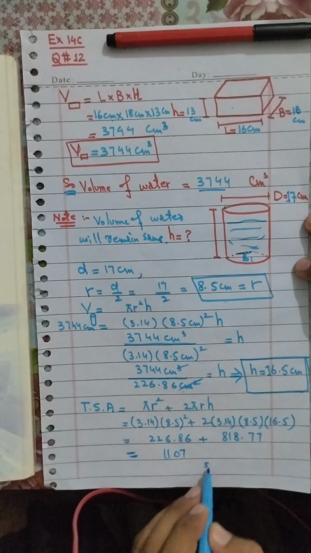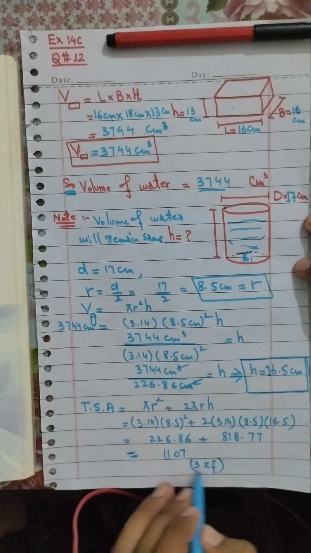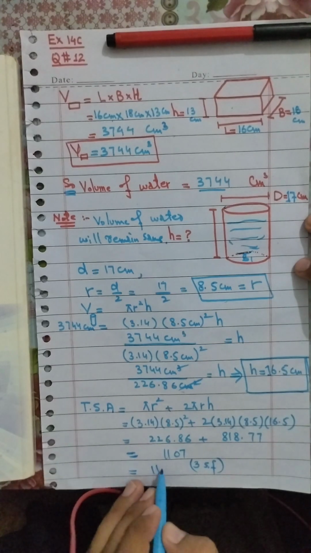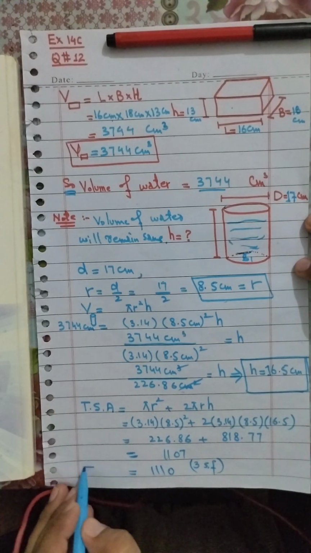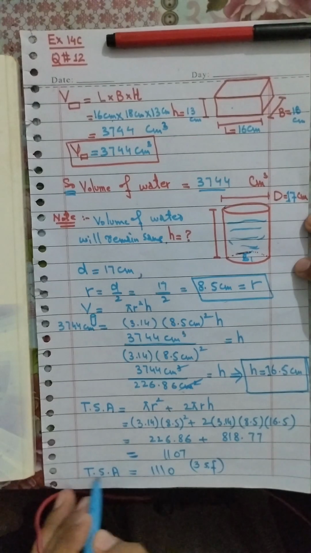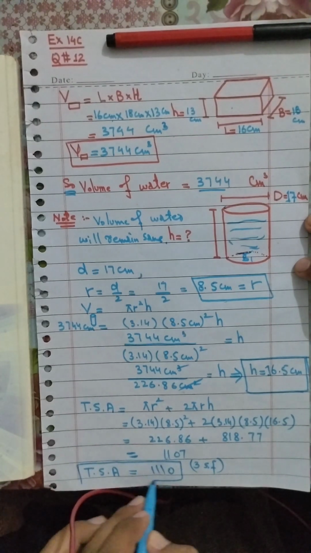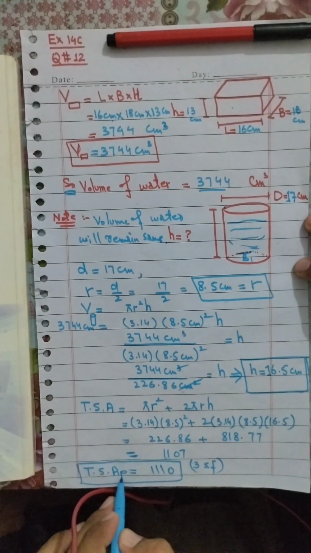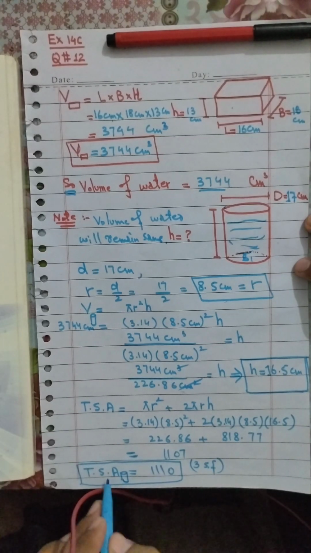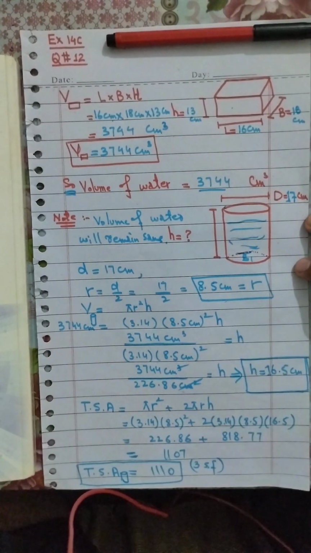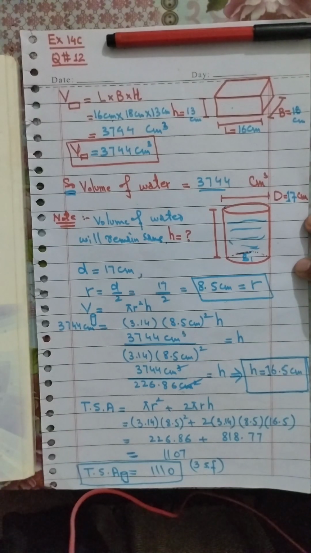When we round it to 3 significant figures, it becomes 1110. So this is the total surface area of this cylindrical container. Okay.